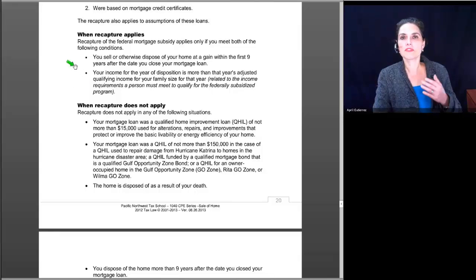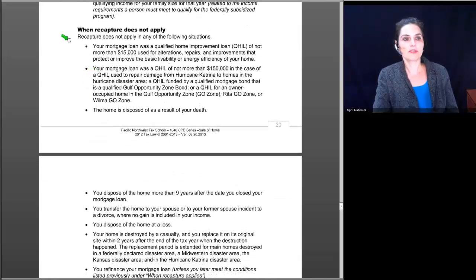So what they're saying is you first look, did they live in the house for fewer than 9 years? If they did, then you look to their income. Is their income above the threshold amount for their family size for that year? If they meet both of these requirements, then the recapture will apply. If they do not meet either of the requirements, then the recapture would not apply.